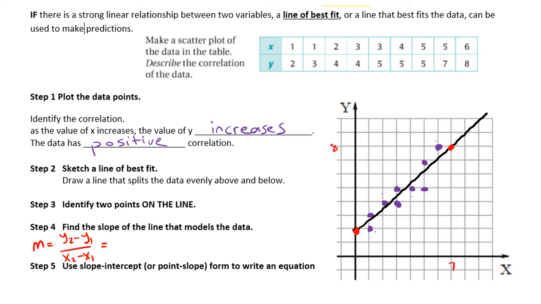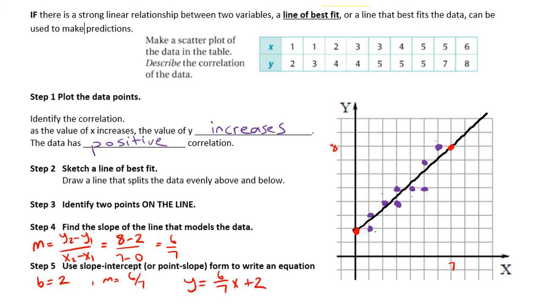That would be x7, y8. y2 minus y1, 8 minus 2, over x2 minus x1, 7 minus 0, and I have 6 over 7 as my slope. Use point-slope or slope-intercept form to derive the equation. Since I know my b is equal to 2 and I know the slope is 6 over 7, I can write the equation y is equal to 6 over 7 x plus 2.